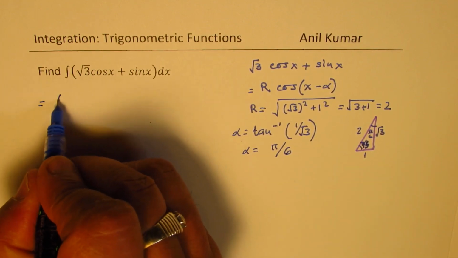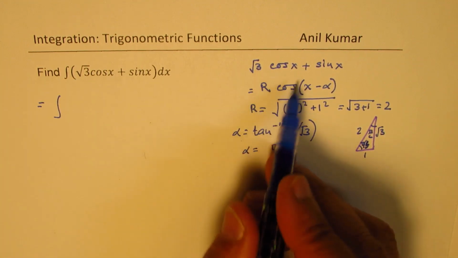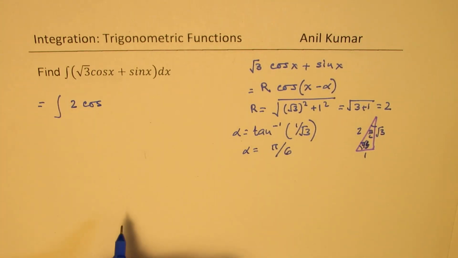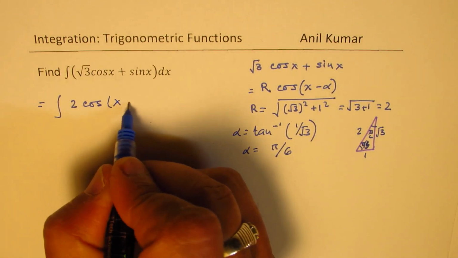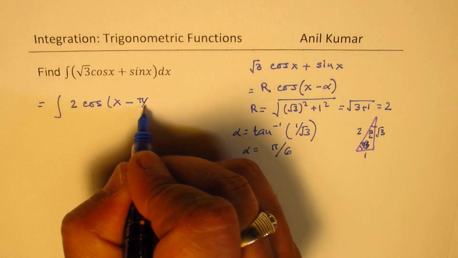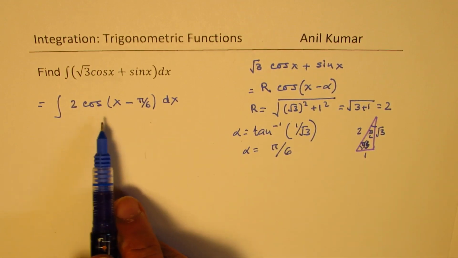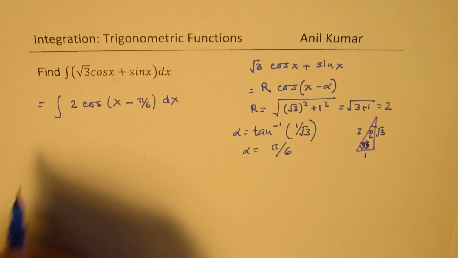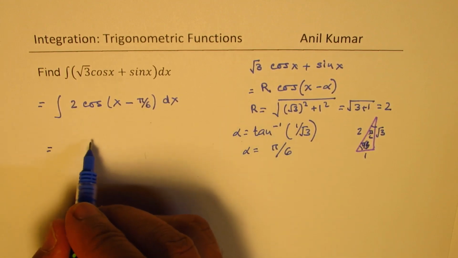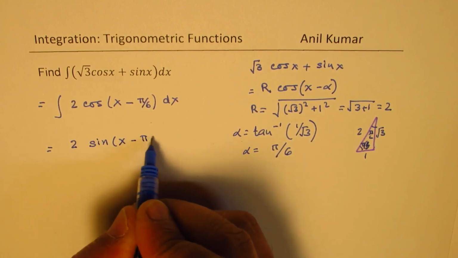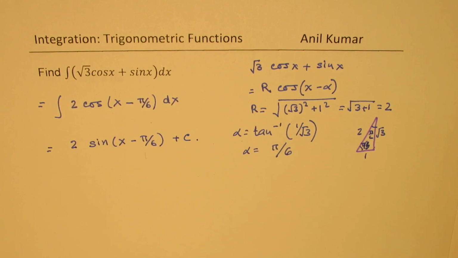So we could write this integral as r is 2 for us, right? So it is 2 cos of x minus alpha. x minus alpha is pi by 6. Do you see that? So that is how you can actually rewrite your integral, and now you can apply the formula directly. So we get this integral as 2 times sine of x minus pi by 6 plus c. Do you see that? So that is how you can easily find the solution of this particular integral.